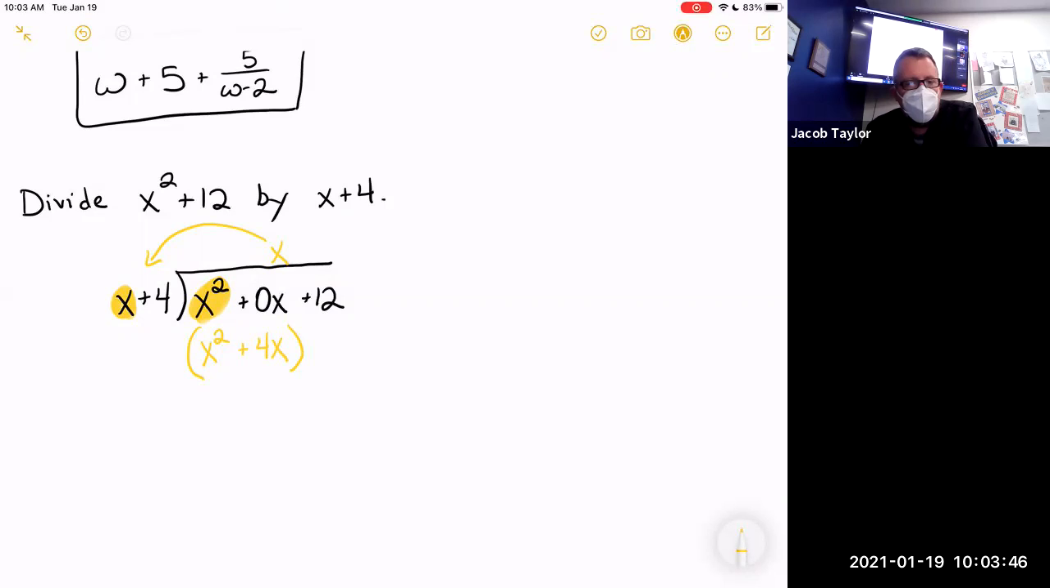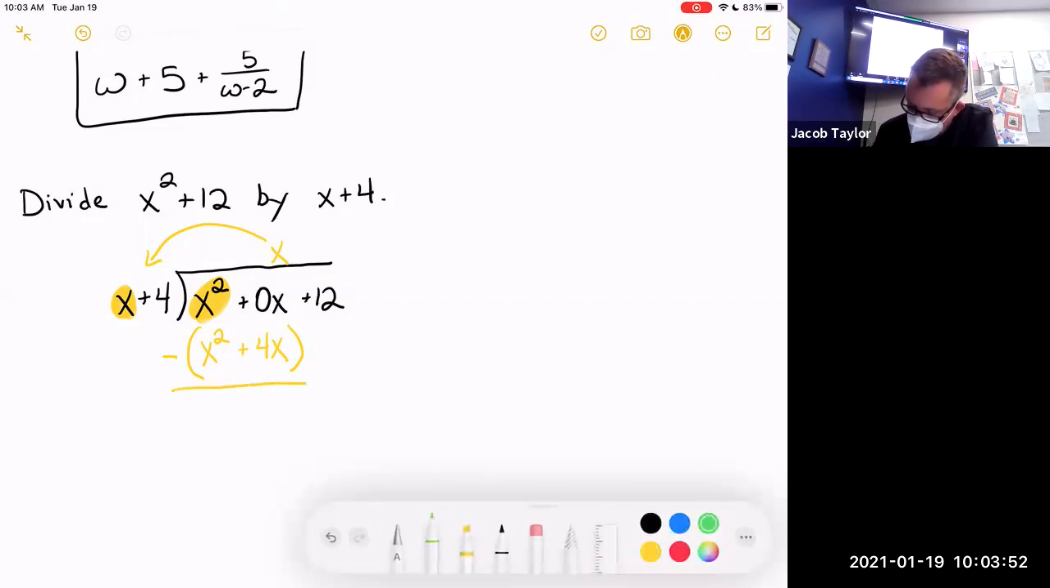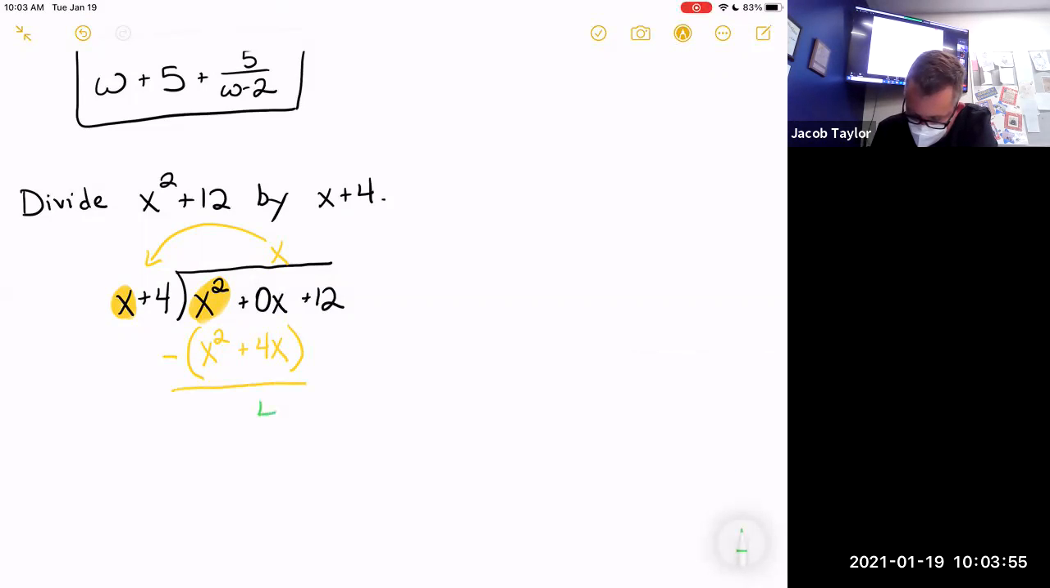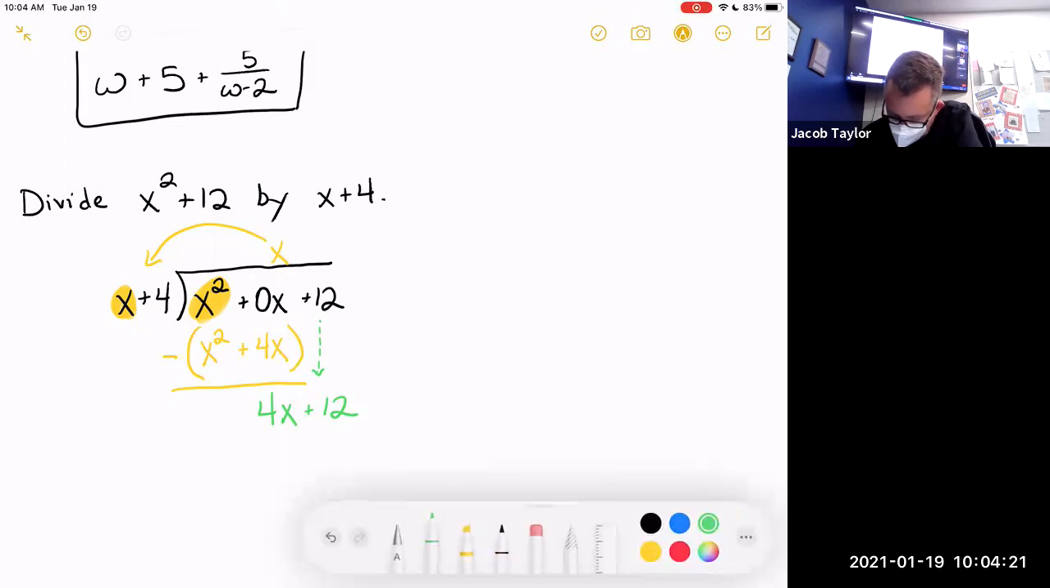What do I do with that? Subtract it. Yep, 0. And then what is 0x plus 4x? How about just 4x? 0 plus 4 is 4. So no x's plus 4x's is 4x's. Then what? We bring down the 12. Exactly. Plus 12. Excellent work. And then, how many times does x go into 0?